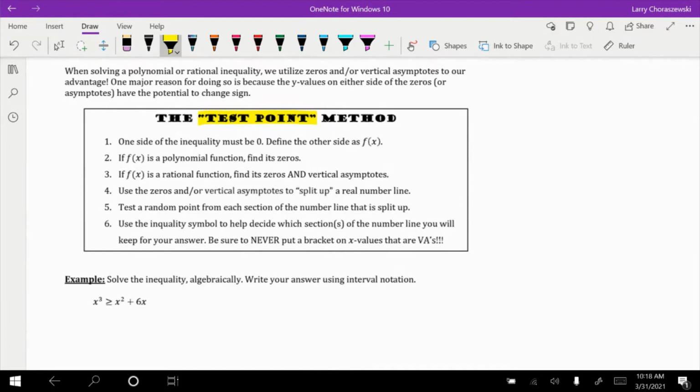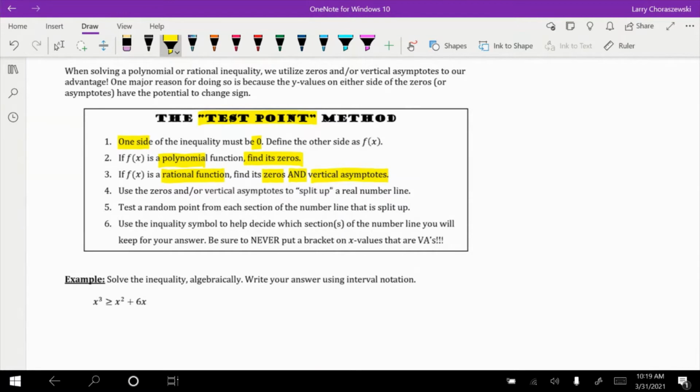The first step is to make sure that one side of the inequality is 0. Once we have one side as 0, the other side can be defined as our function f of x. But I typically hold off on that until we have a factored form version of the function, and once we do, that's when I call it my official f of x. Now, if f of x is a polynomial, then we want to find the polynomial zeros. If the function is a rational function, we have to find the zeros and the vertical asymptotes.